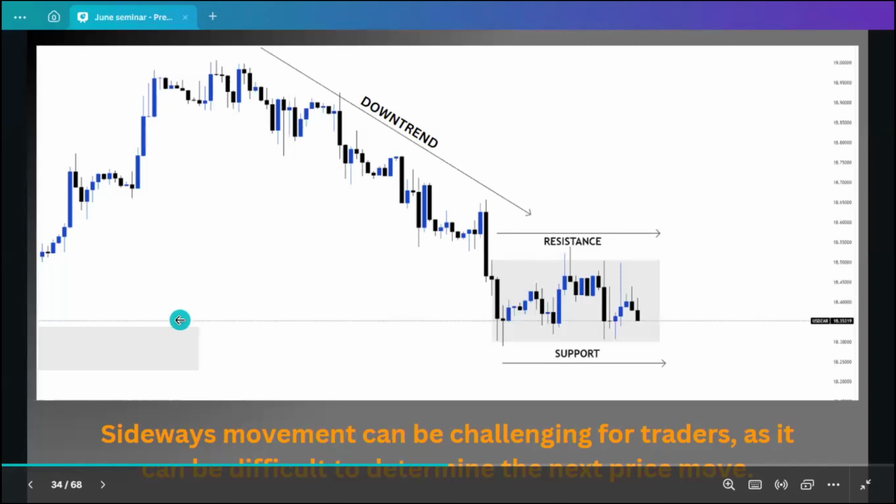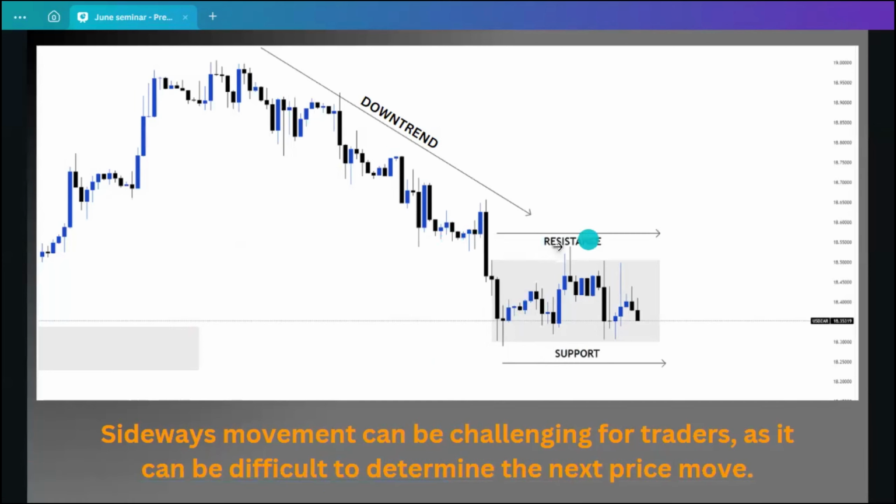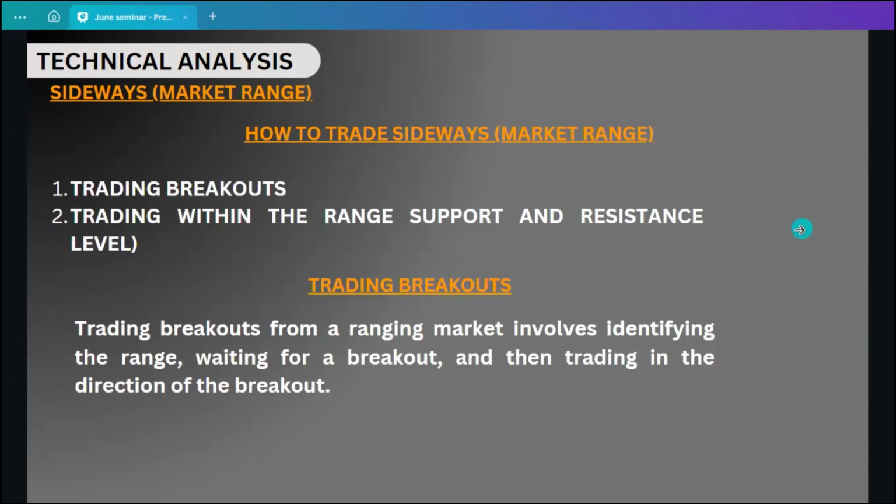Sideways movement can be challenging for traders, as it can be difficult to determine the next price movement. This is the sideways movement. As you can see, price is in a downtrend, making an impulse, a retracement, an impulse, a retracement, an impulse, and after that impulse it began to consolidate in a resistance and support level area. So what do we do when price begins to do this?